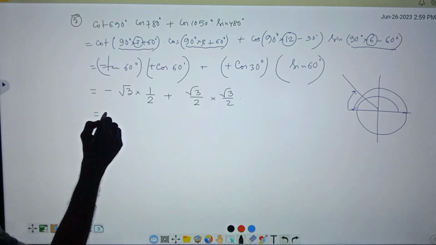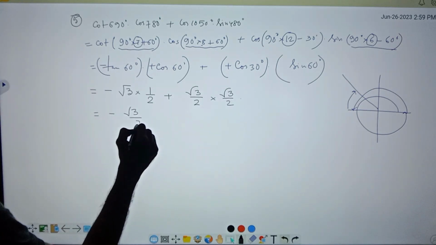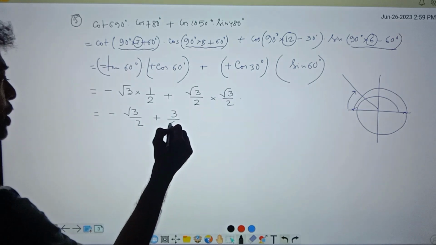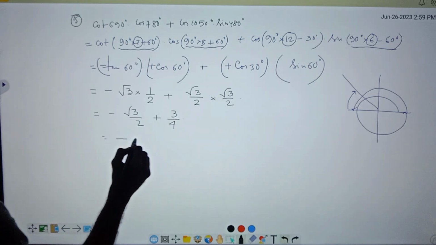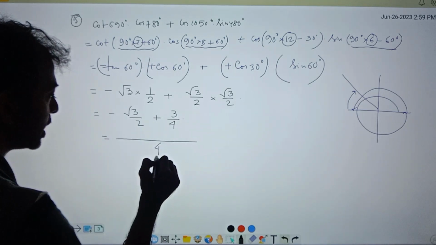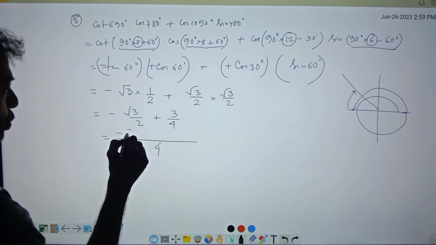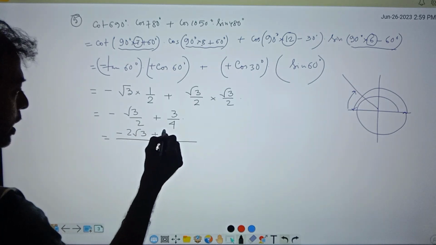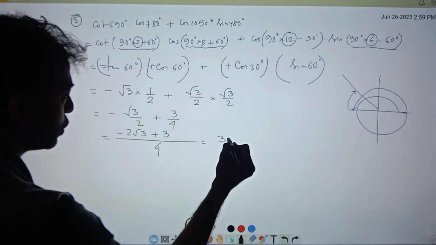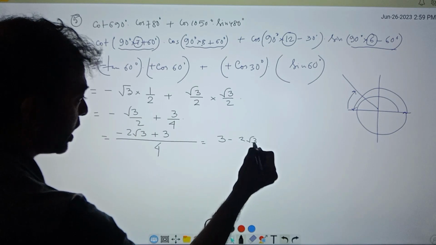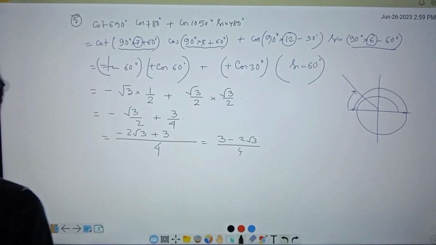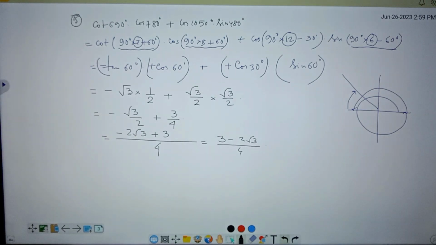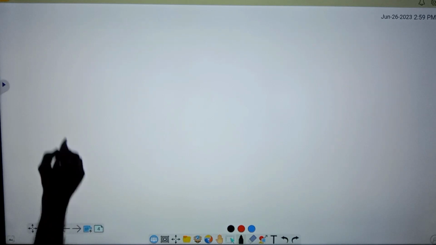Hence the result will be minus root 3 by 2 plus 3 divided by 4. So the calculation will be something like this. The total LCM will be 4 here, minus 2 root 3 plus 3. So final result will be 3 minus 2 root 3 divided by 4. That's our final answer. So again, moving on to the next problem, that is our problem number 6.